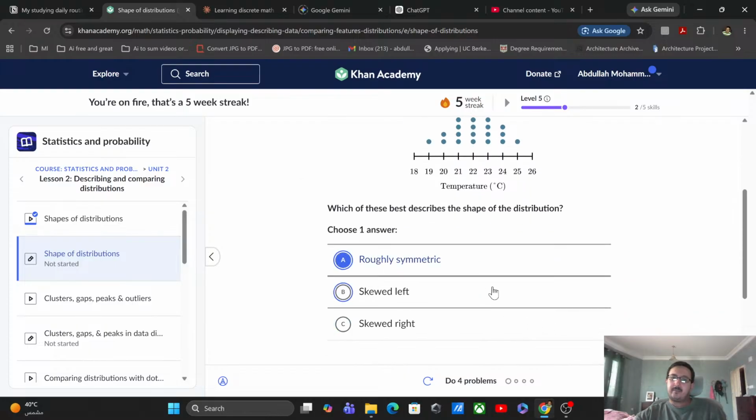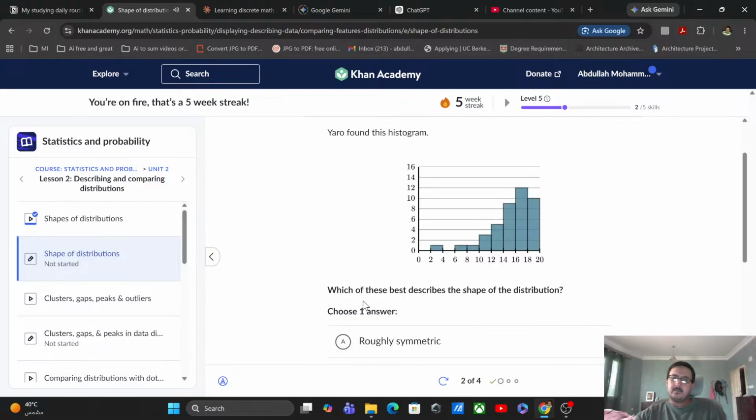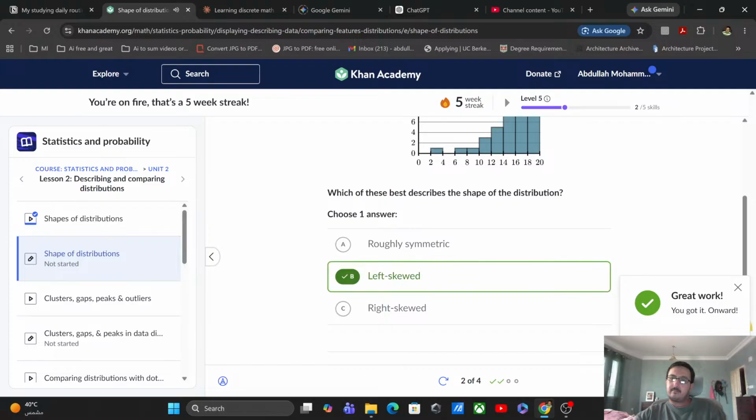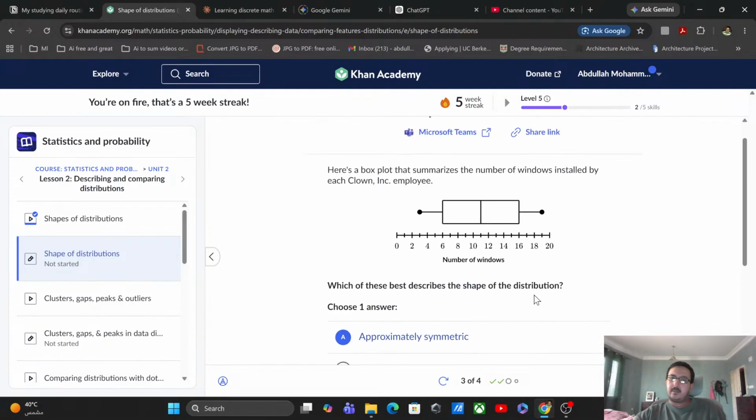Roughly symmetric. Okay. Which of these best describe the shape of distribution? Right skewed, left skewed. Okay. I'd say this is symmetrical, huh? Am I correct? Approximately symmetric.